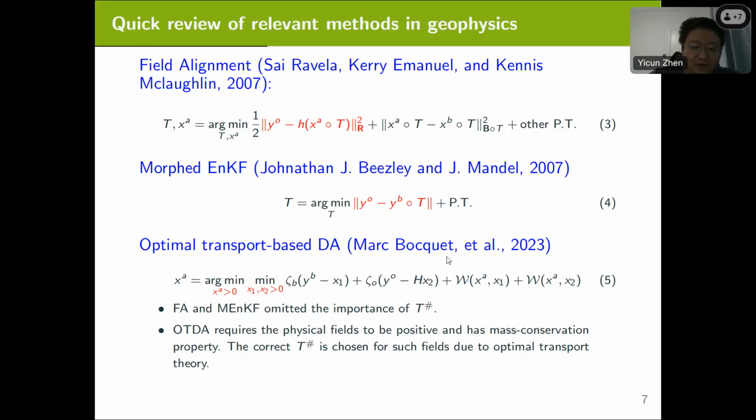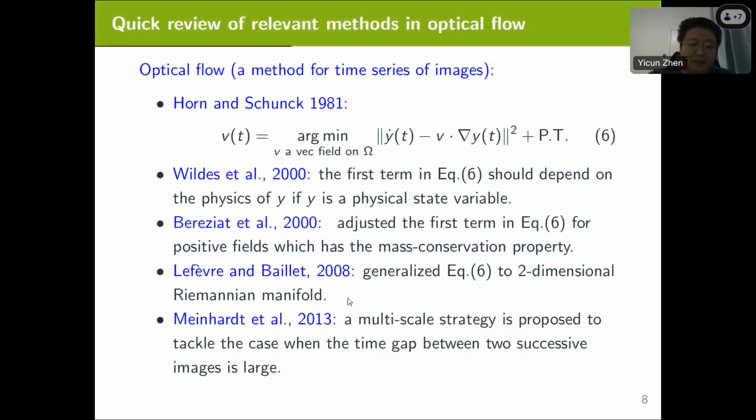And so in a recent research, called optimal transport based DA, this method is designed for positive fields which have a mass conservation property, and this is because optimal transport theory is only a theory for such kind of fields. For other kinds of fields, optimal transport theory cannot be applied. So again, this method also has a limitation. There are some other methods in other areas. Because of time, we cannot go through all of them.